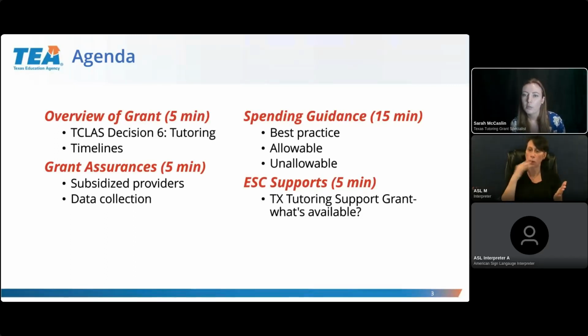The bulk of our time will be spent on spending guidance. And so we'll open it up with an overview of what best practice looks like when it comes to drawing down grant funds. And then we'll move into what are some allowable costs that you can use your Decision 6 money on, as well as some unallowable costs.